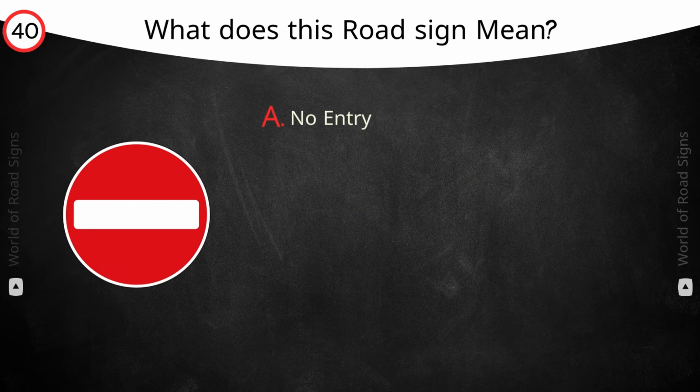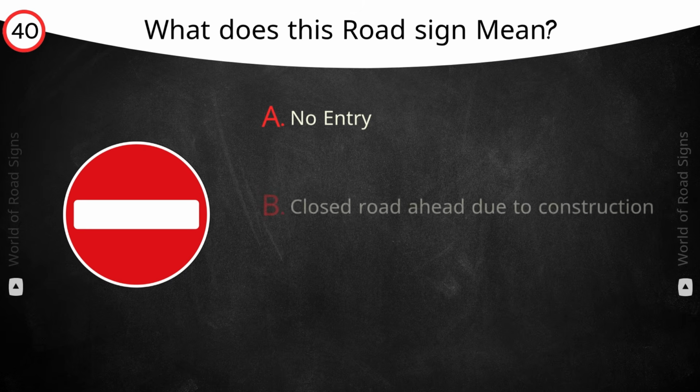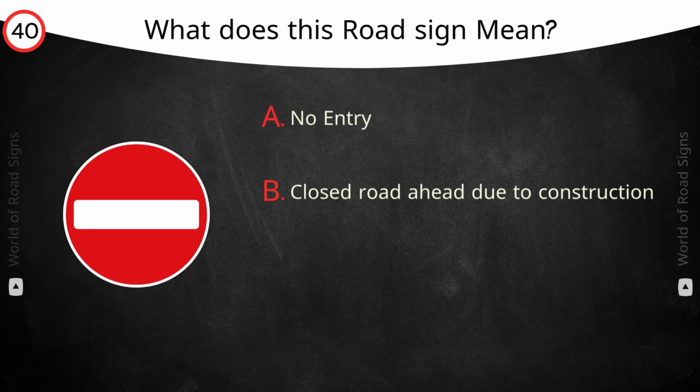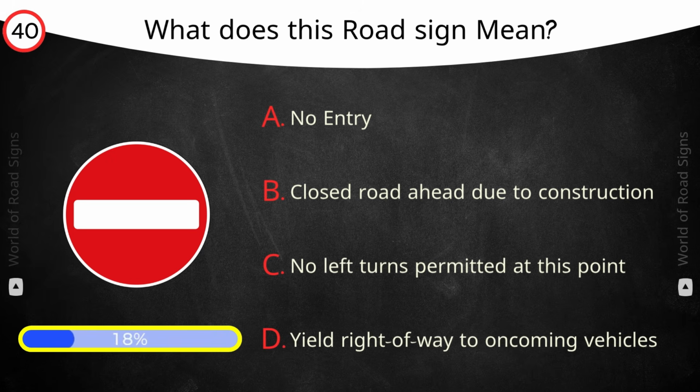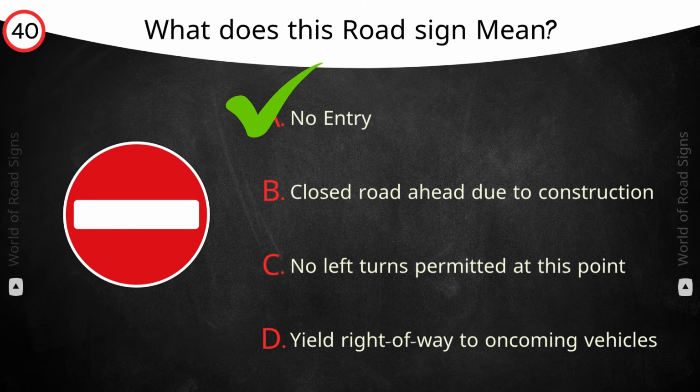Question 40. Do you know the meaning of this sign? A. No entry. B. Closed road ahead due to construction. C. No left turns permitted at this point. D. Yield right-of-way to oncoming vehicles. If you selected option A, you're right. No entry.